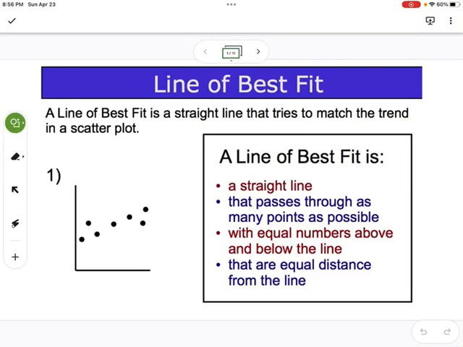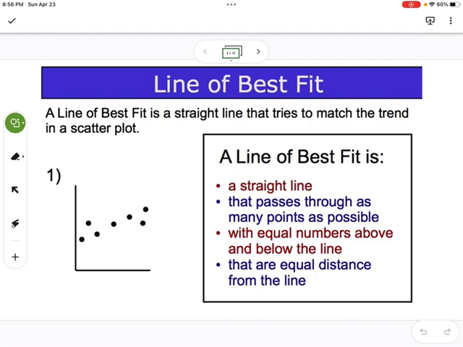Okay, so we have been looking at correlations in our data, and now we are going to create a line of best fit. A line of best fit is a straight line that tries to match the trend in the scatter plot. What we talked about, how we have positive, negative, and no correlation, we are making a line of best fit that can match that correlation that we found. A line of best fit is a straight line.